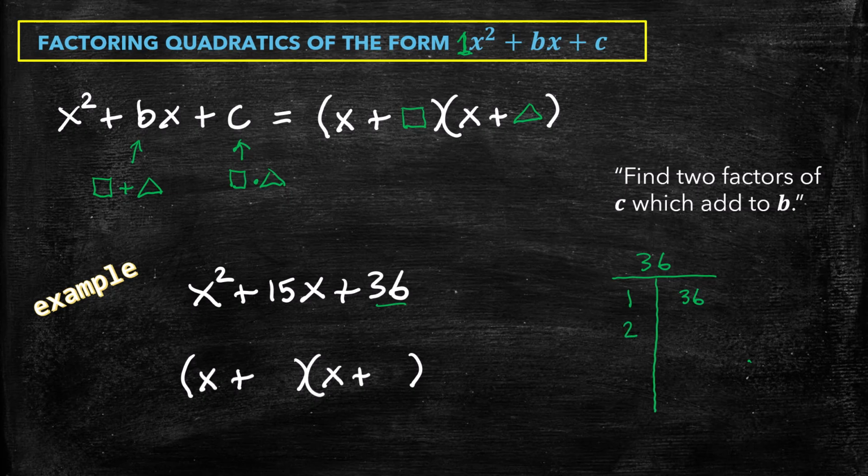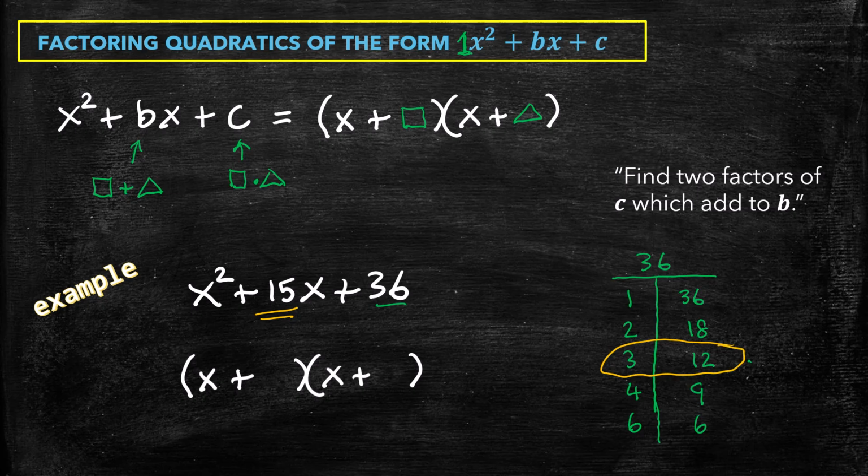So 2 goes into 36, it's 18. 3 goes into 36, it's 12. 4 goes in 9. I could keep going. 5 doesn't go in because 5 is not evenly divisible into 36, but 6 and 6. Okay, so I think I've reached the end now. There are no other factors. So now we are looking for the pair of factors that add to the middle term. So let's see, we need them to add to 15, and it seems like this is the lucky pair.